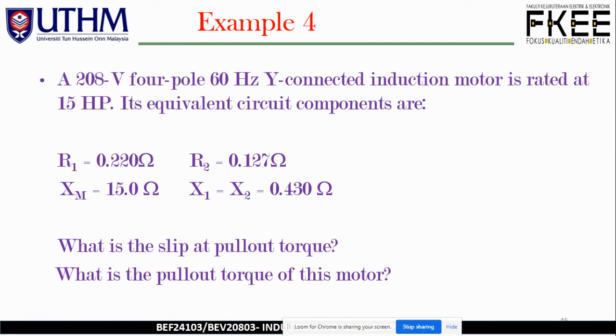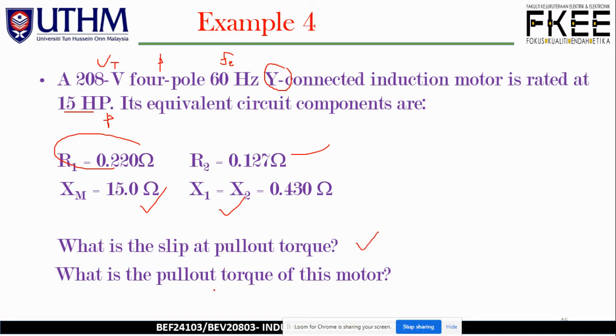So example number 4: 208 volt, 4 pole. So number of poles, we have the VT over here, and then we have the FE, the frequency. We have a star-connected induction motor rated at 15 HP. The equivalent circuit components are R1, R2, XM, X1, X2. You need to calculate the slip at pull out torque, the S max.